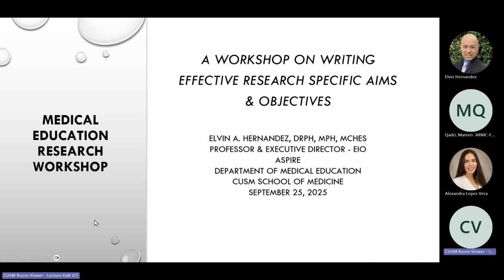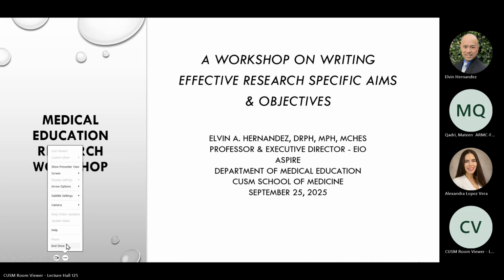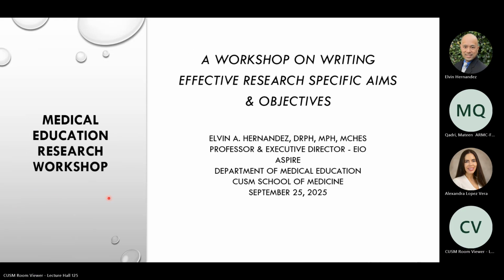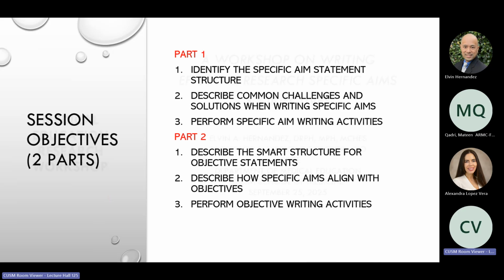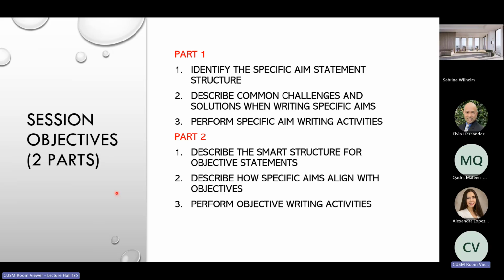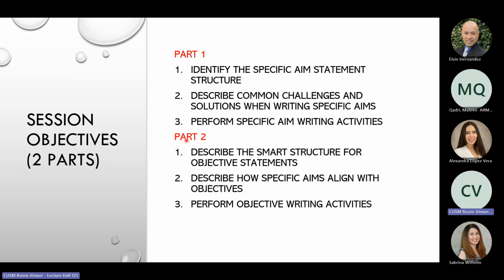I want to go ahead and start off with some of our elements here. Let me just make sure I have my laser pointer activated. We'll be talking a lot about research-specific aims and research objectives today. Some of the elements will be divided up in two parts. The first part, we'll look at specific aims. And the second part, we'll look at research objectives.